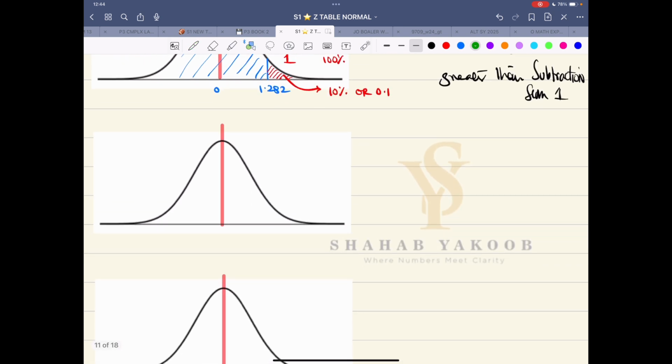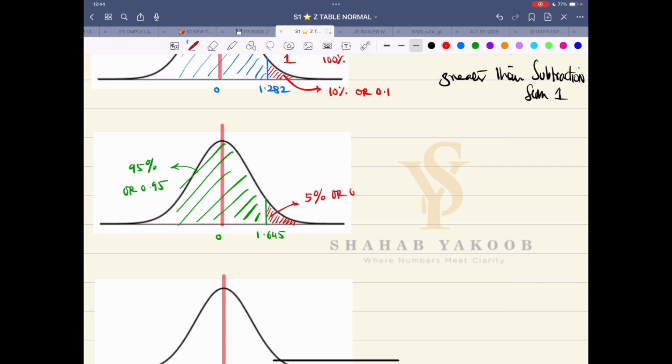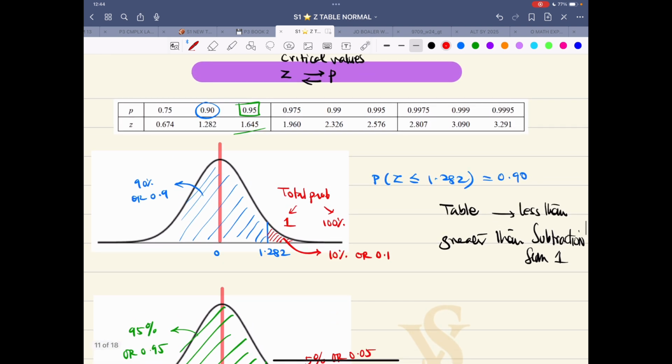Now let me choose this other value, which is 95%, and this is 1.645. So let me mark this point over here, and this is all approximate. So this is 1.645, this is 0, and this is like 95%, just a rough diagram. So this is 95% or 0.95. Therefore, this region over here, the red region, how much is that? That is 5% or 0.05.